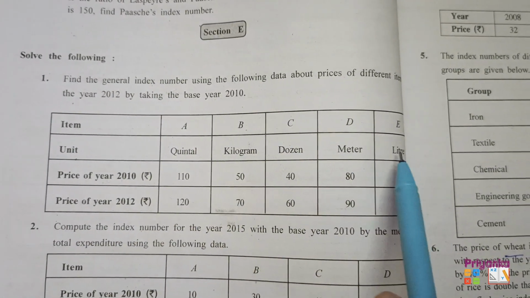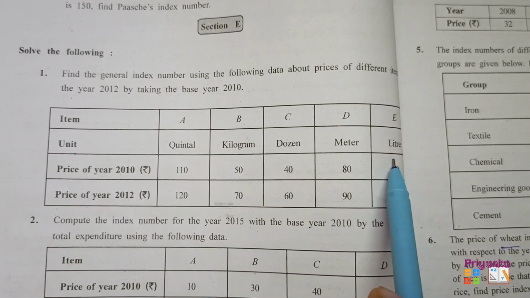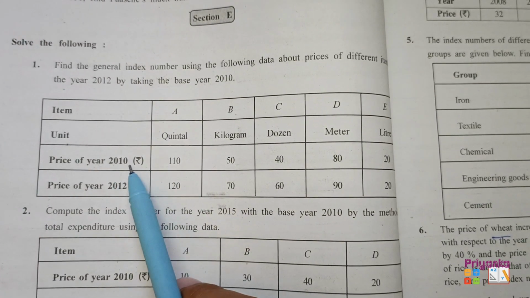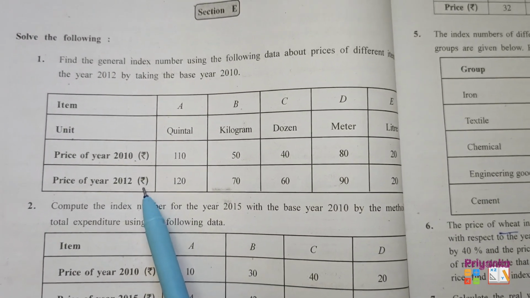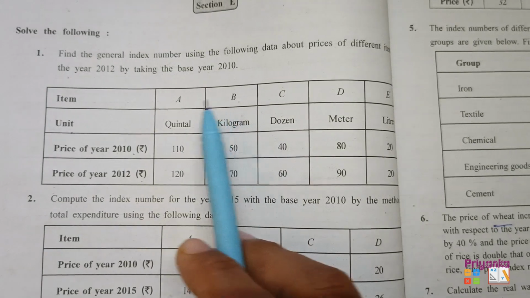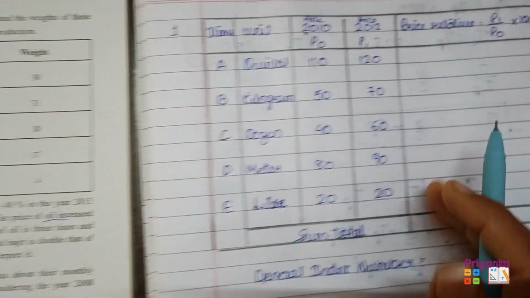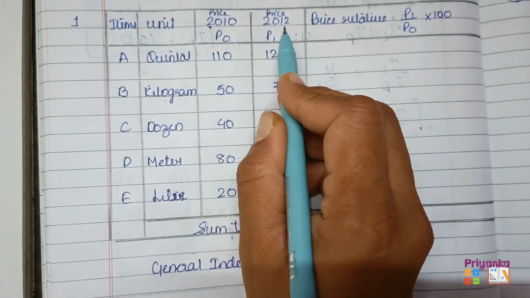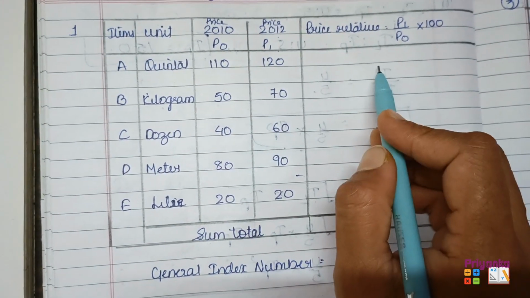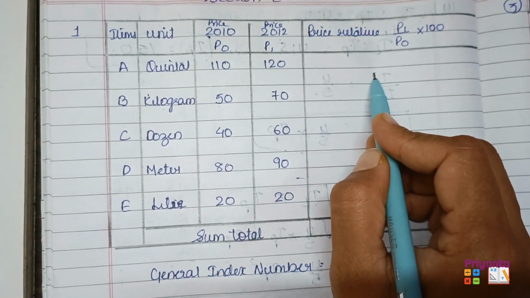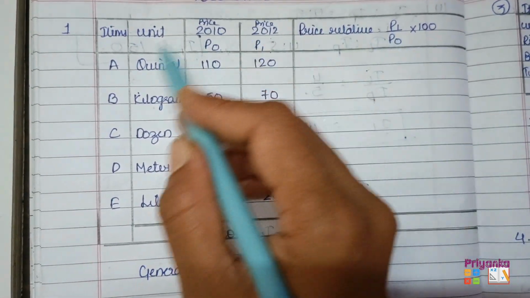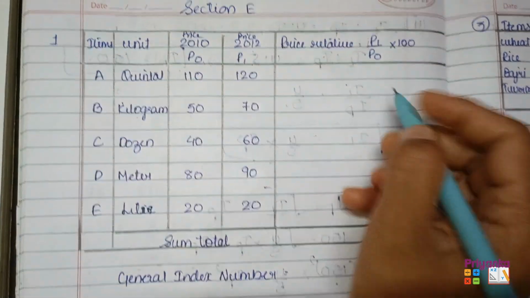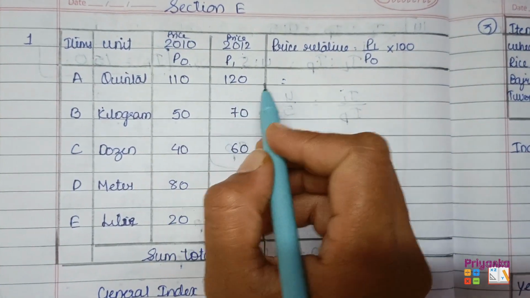So here are different items, and you can check that one single unit is given, with the price of 2010 declared as the base year, and 2012 as the current year. So take this information in a table. Here you can see the base year P0 and the current year P1. Out of the price relative formula, we'll work out the calculation. Remember, the way it is looking, the same has to be prepared in your book for the solution and even in your exams.